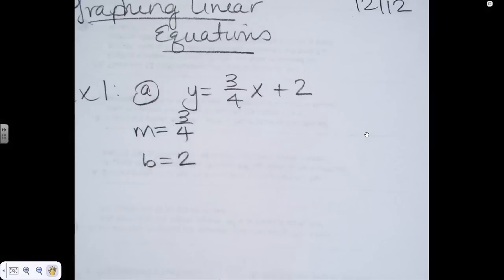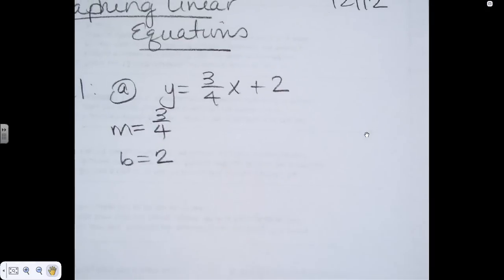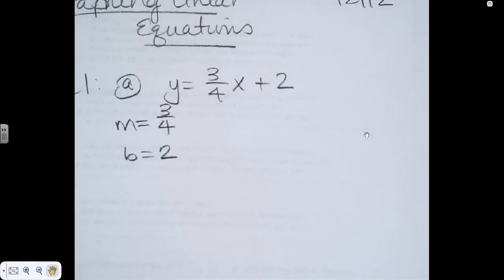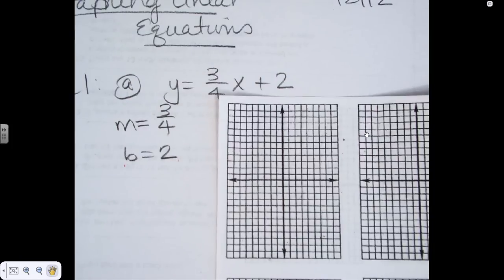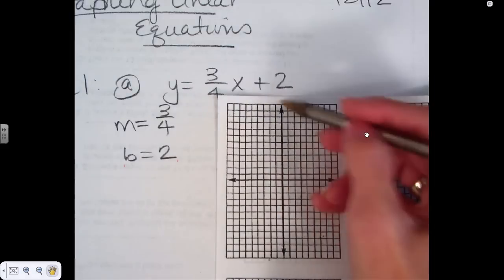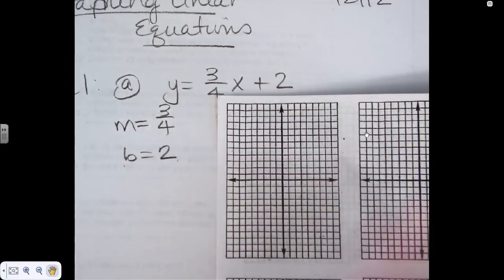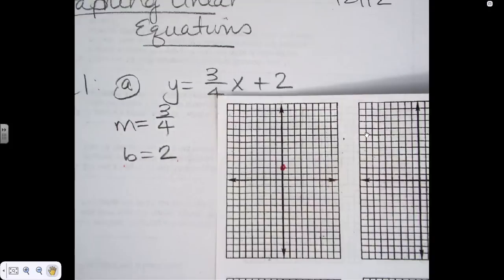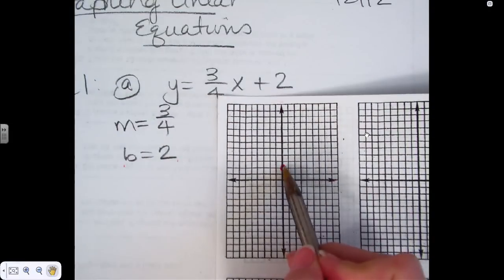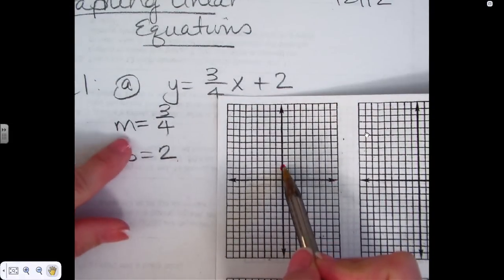Okay, now let's go on to our graph paper. What I'm going to do first, think about the alphabet. B comes before M in the alphabet, therefore you're going to plot B first. And B is 2. That is our y-intercept. So we're going to look at our graph. Our y-intercept says it's where it crosses the y-axis. And if you remember, this is our y, this is our x. So where is 2 on our y-axis? Right there.